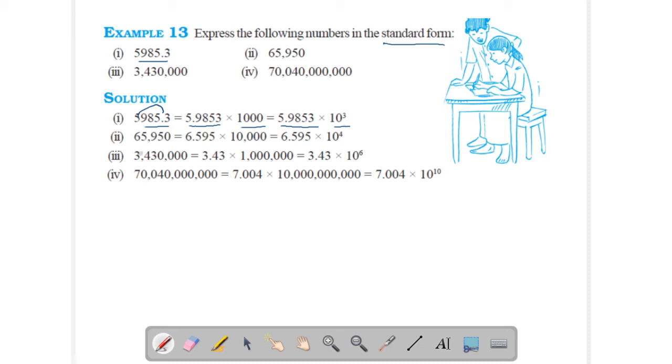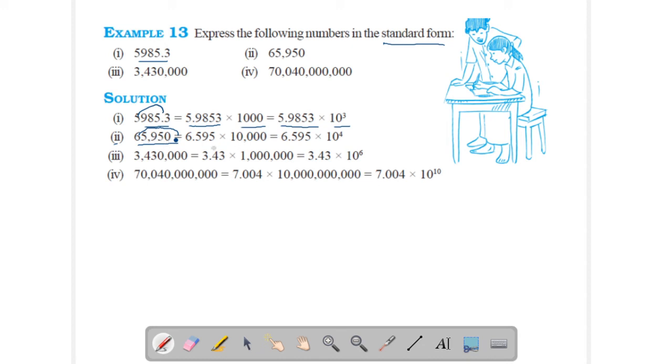Now come to second part. It is 65,950. Here where is decimal? Decimal is here, and you have to bring this decimal from here to after first digit. Here how many digits are there? 1, 2, 3, 4. It means you have to multiply it by 10,000.